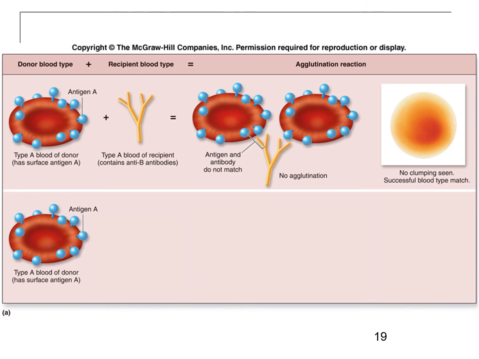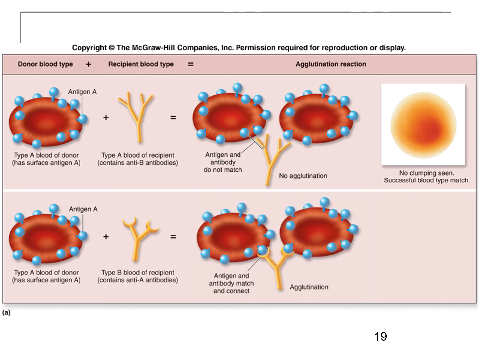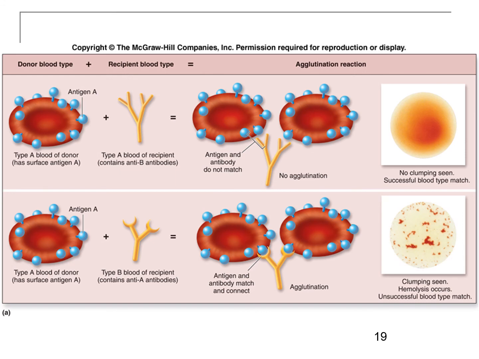Now, if you take blood type A and you donate it to blood type B, if you look at the shape of the antibody of somebody with blood type B, they have antibodies that will clump with antigen A. And so what you will see here is agglutination because the antigen and the antibody match and they'll bind to one another. And this is when you can see clumping happen. This is when you see hemolysis occurring and you have an unsuccessful blood type match.